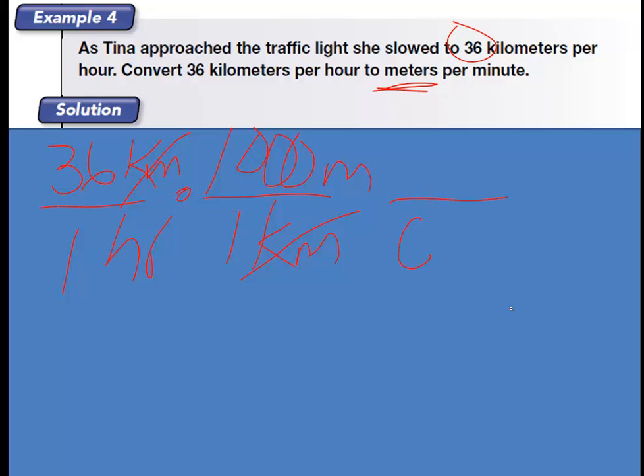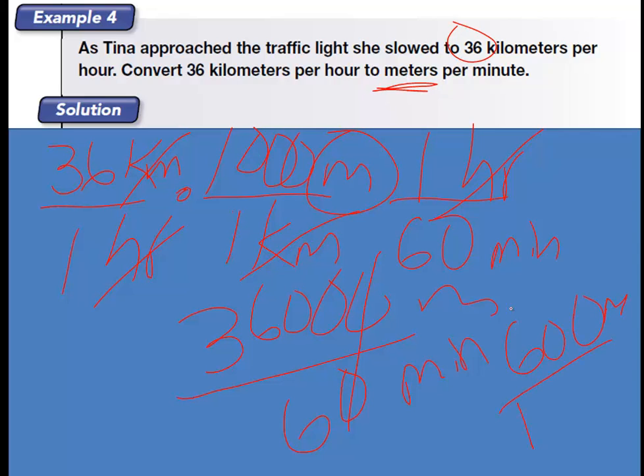So 60 minutes in 1 hour gets rid of our hours. So now when we multiply across, we've got 36 times 1,000. It's going to be 36,000 all over, which are meters, right here, all over 60 minutes. So that's going to simplify to 600 meters per minute. Okay?